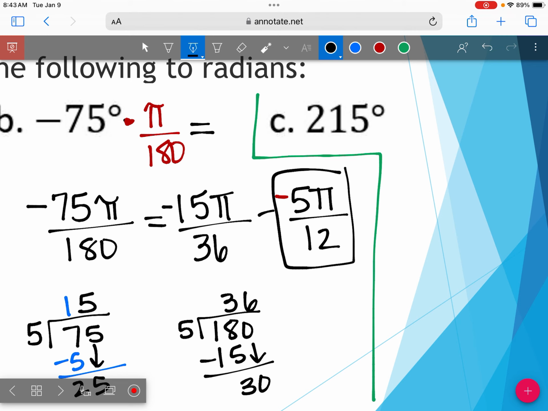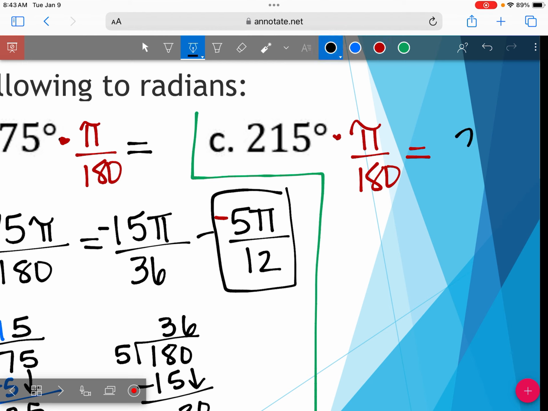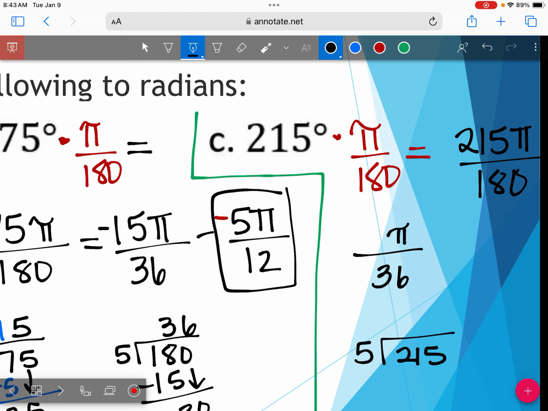All right, let's do the same thing with 215. So 215, we're going to multiply that by pi over 180. So then that would be 215 pi over 180. What I recognize is that numbers that end with 5 or 0 can be divided by 5. So we already know that 180 divided by 5 is 36, so we don't have to redo that math. So we have something pi over 36. You need to take 5 into 215. Don't say it out loud. Give everybody a chance. Figure out what we have on top.